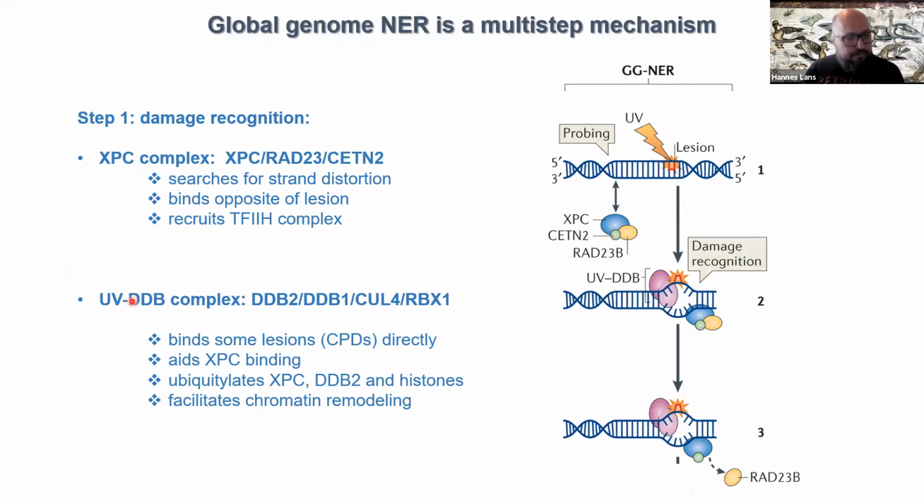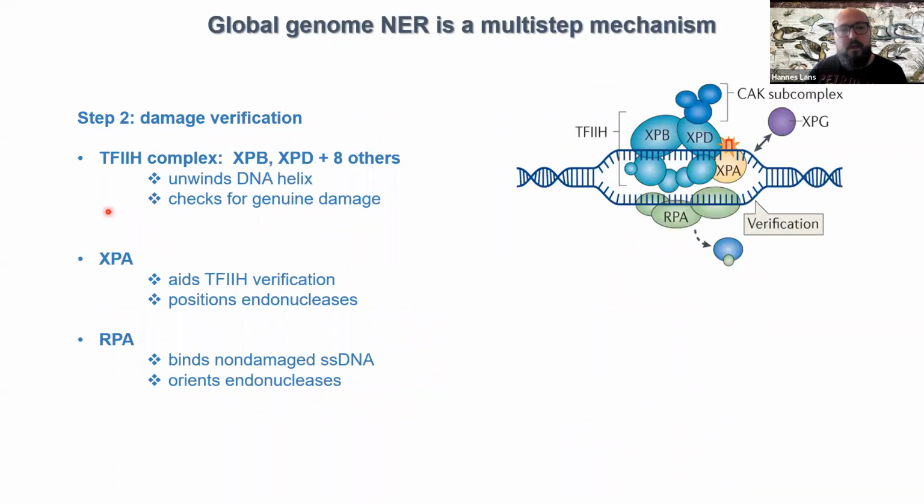So this is the first step. And once XPC binds tightly to the lesion, it recruits the proteins that execute the next step, which would be the TFIIH complex, XPA protein, and also the RPA protein. And the TFIIH complex is a 10 subunit complex. It stands for transcription factor 2H. So TFIIH also acts in transcription. It's actually a transcription initiation factor that helps loading of RNA polymerase II on the promoter.